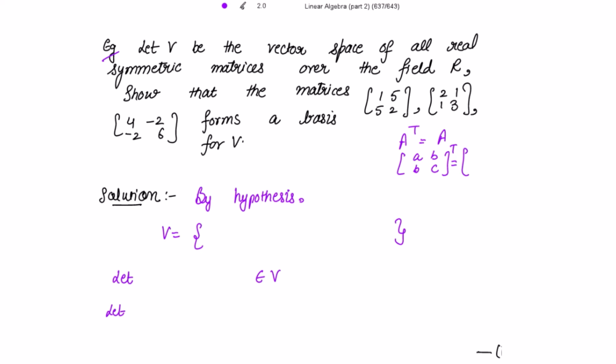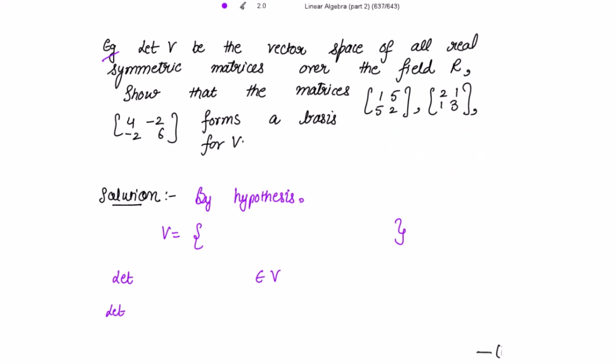Okay, what is the transpose? This is a, then this b comes here, b, and this b over this. So the transpose of this matrix is again [a, b; b, c], which is again A. Such matrices are real symmetric matrices. I hope you all know how to take the transpose of a matrix.